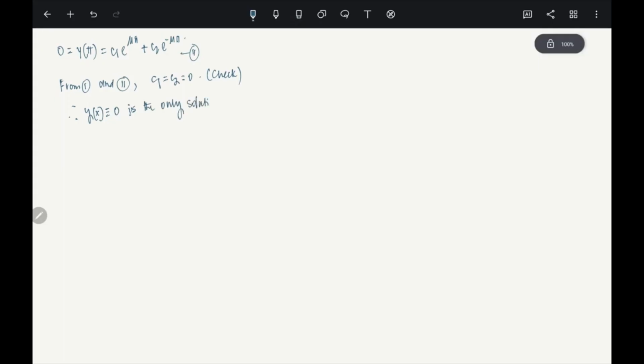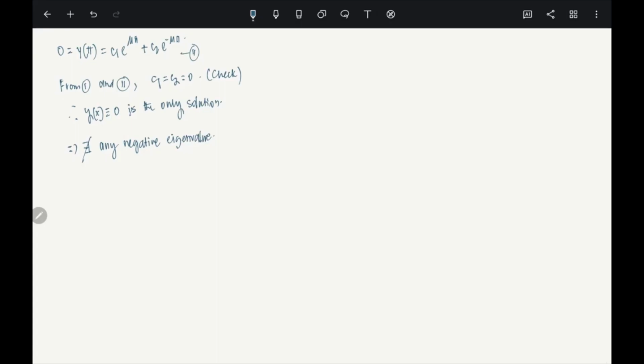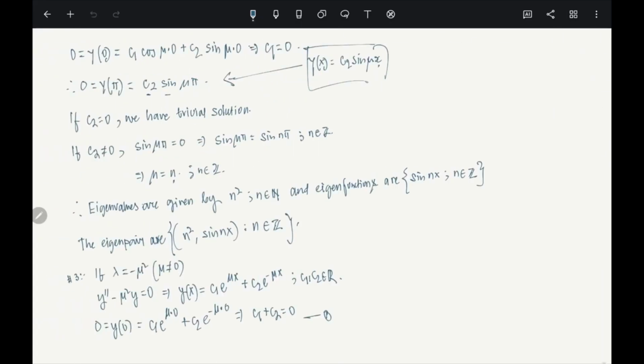That says that there are no negative eigenvalues. Is it okay? So that will imply there does not exist any negative eigenvalue. So what did we have? We have positive eigenvalues, along with eigenfunctions given by sine of nx. And we do not have any zero eigenvalue or any negative eigenvalue. So this is how you solve these problems.